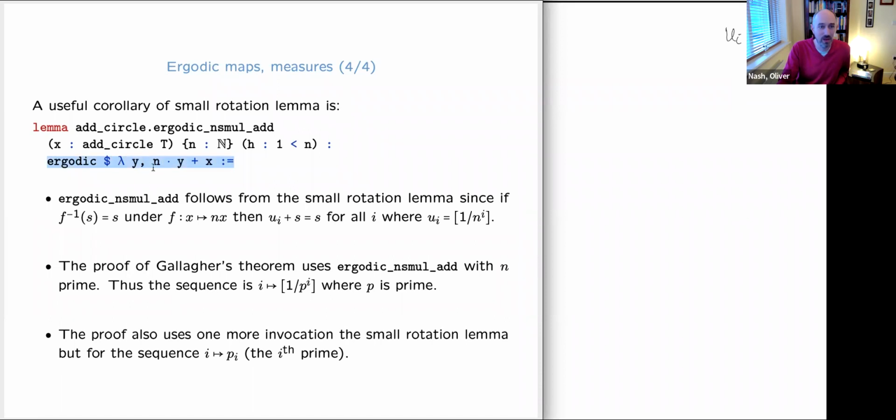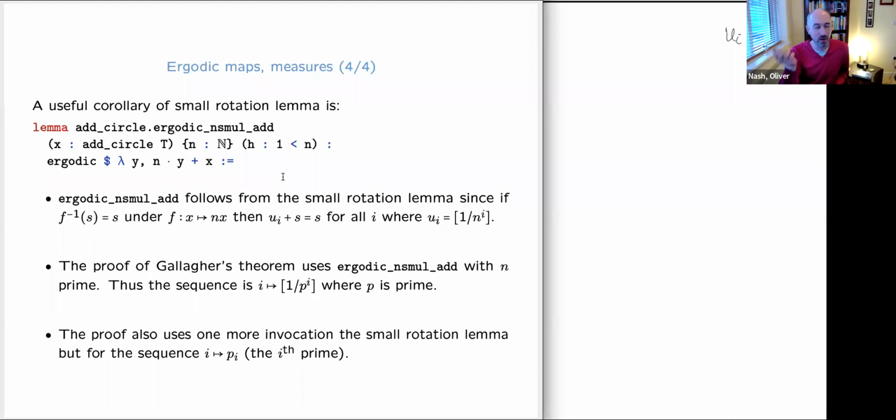Ergodic. So this is the family of maps. If we know these are ergodic, we can kind of prove 90% of Gallagher's theorem. We actually still need a bit. We still need another application of the small rotation lemma, but you can get almost all of Gallagher's theorem just from knowing the ergodicity of these. So how do you do it?